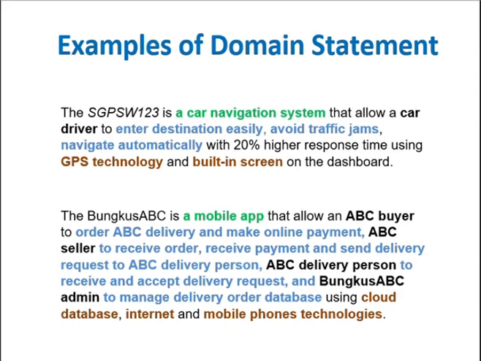What it is: a car navigation system. What it can do, so the scope, is the main functions that the system can do: allow a car driver to enter a destination easily, help avoid traffic jams, navigate automatically, etc. What kind of technology will be involved? The main thing is GPS technology, and also they will use the built-in screen on the dashboard of the car. All right, so that is a good statement when you are presenting your idea to anybody.